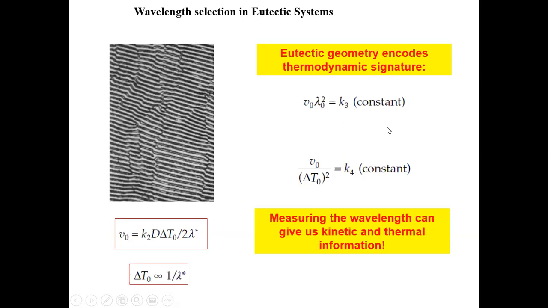Again, these are typical relations that people use to analyze the eutectic structure to get some useful information about the kinetics and thermodynamics of the processing, and vice versa.